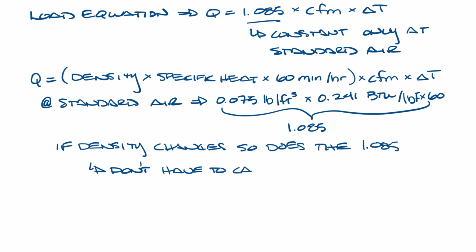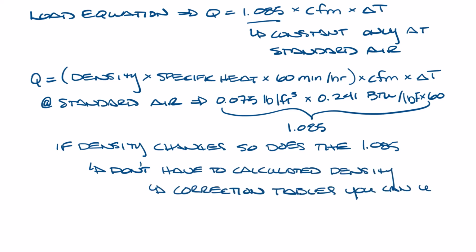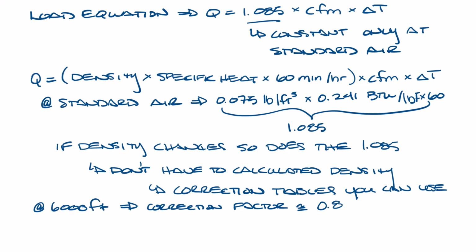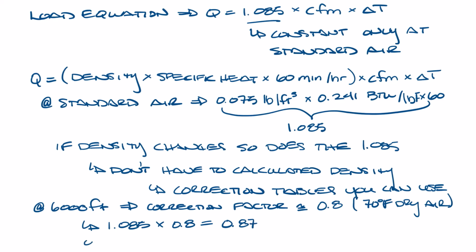Luckily, you don't have to calculate the density every time. There are correction factor tables that you can use. For example, at 6,000 feet, the airflow correction factor is about 0.8, still assuming 70-degree dry air. So instead of using 1.085, you'd use 1.085 times 0.8, which equals 0.87. So this would make the load equation at 6,000 feet, Q equals 0.87 times CFM times delta T.